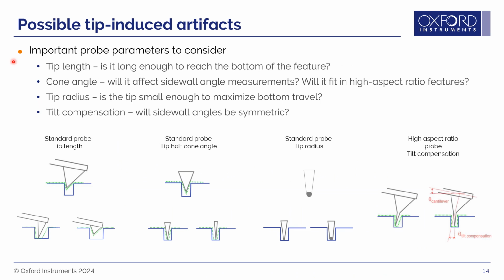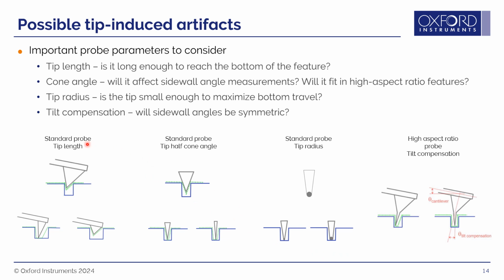There are several ways that probe parameters can affect measurements. First, the tip length. Is the tip long enough to reach down into your features, down into trenches? Second, the tip half cone angle. You want it to be as small as possible to maximize bottom travel in a trench, as well as to avoid sidewall angle artifacts. Third, the tip radius can also affect bottom travel in trenches.